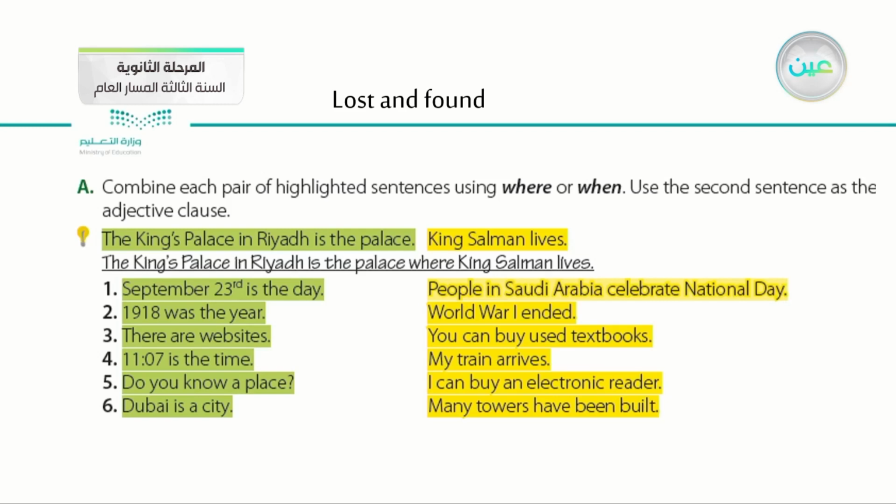The King's Palace in Riyadh is the palace. And here we have King Salman lives. Let's see how we can combine these two sentences together. The King's Palace in Riyadh is the palace where King Salman lives. Let's go over the rest of this exercise together. And I'd like you to think about each sentence and do them together.